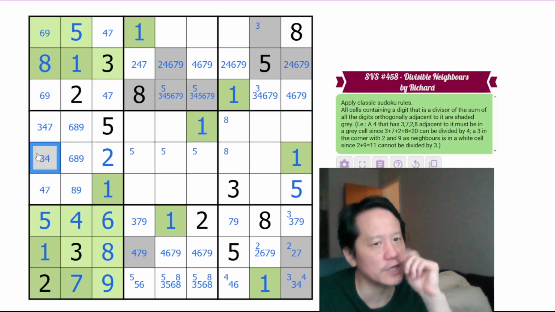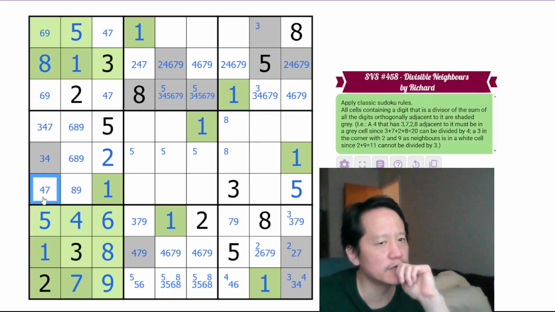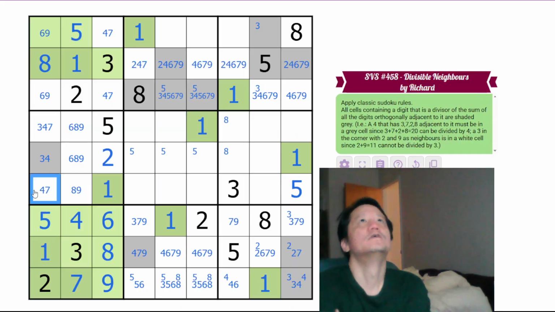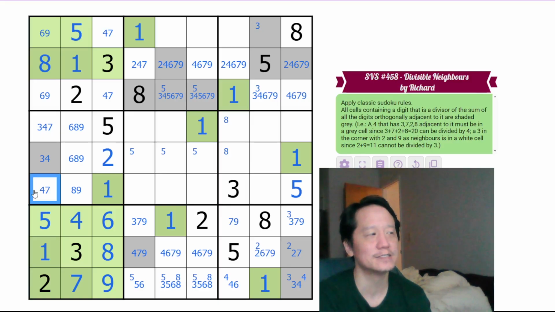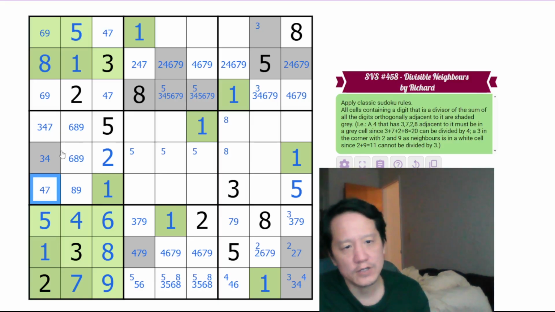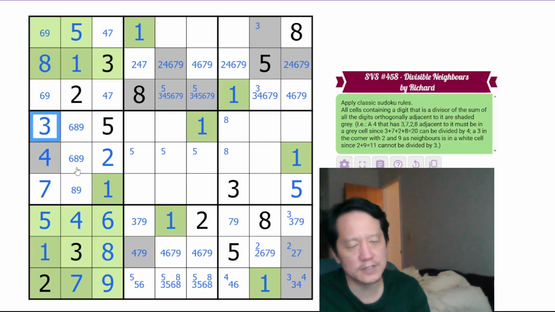If this is 3, that's 4 and 7 here. 4 and 7 add up to 11. 11 plus 6 is 17, which is not divisible by 3. 11 plus 9 is 20, which is not divisible by 3. And 11 plus 8 is 19, which is not divisible by 3. So 3 does not work here. 4 has to be here, which makes this 7. That's 3. This is again 10 plus 6 is 16, which means this cannot be 6. So 4 is satisfied here.